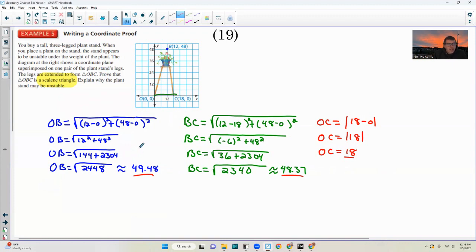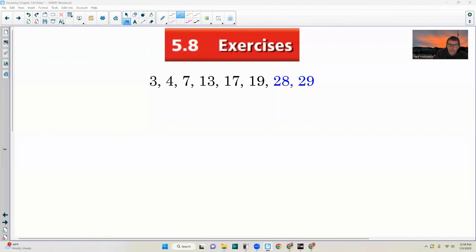So the plant stand would be unstable because OB is longer than BC, so the plant stand is leaning to the right. Since this is longer than this one, it's tilted to the right a little bit, making it unstable. So now you should be able to do problem number 19 in the problem set.